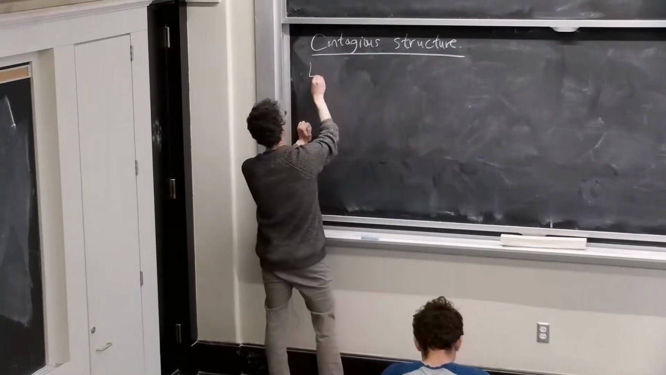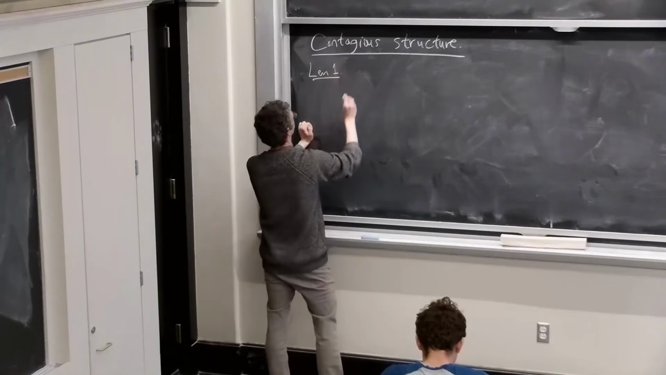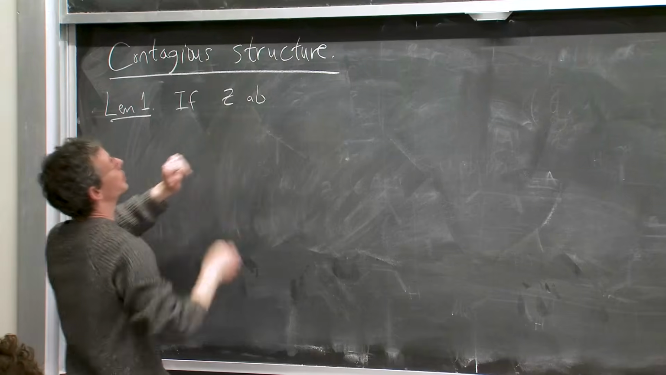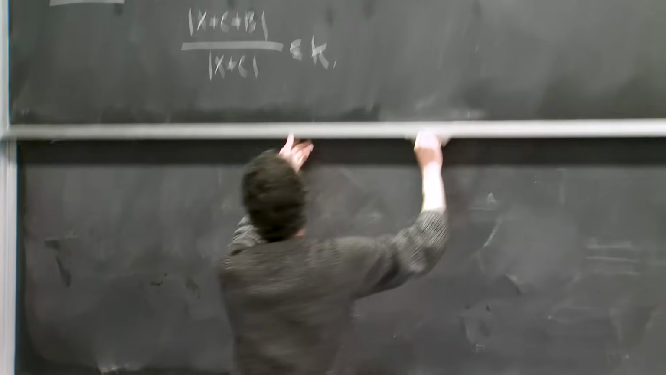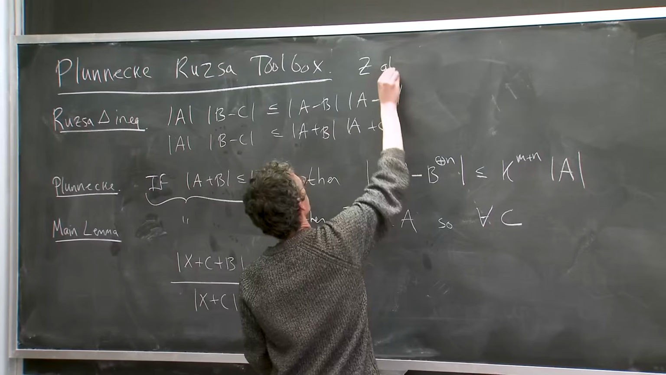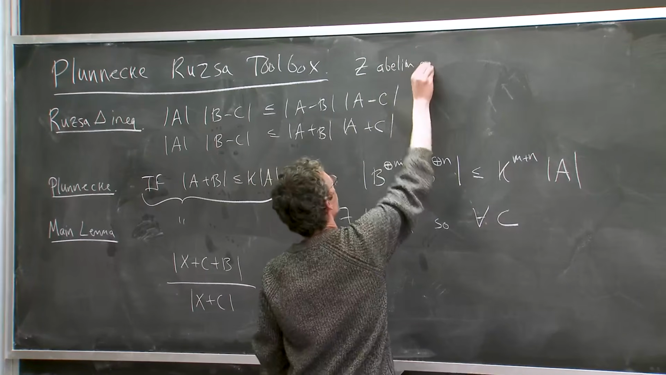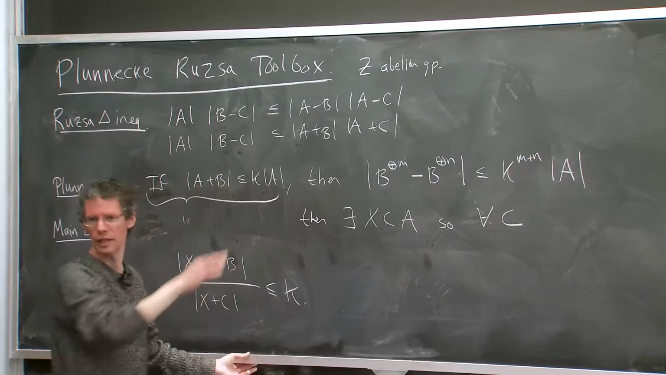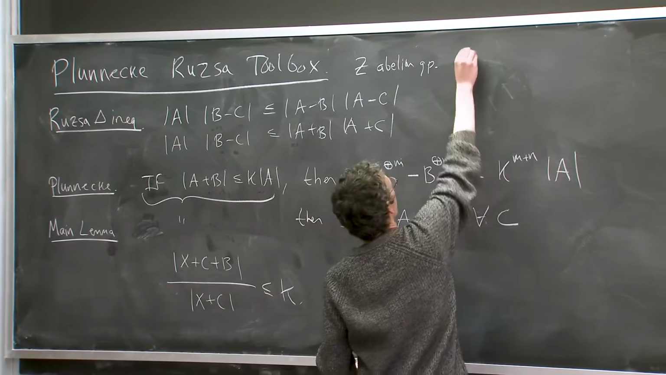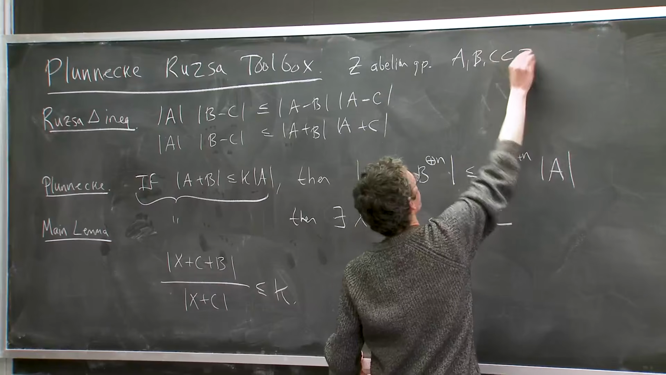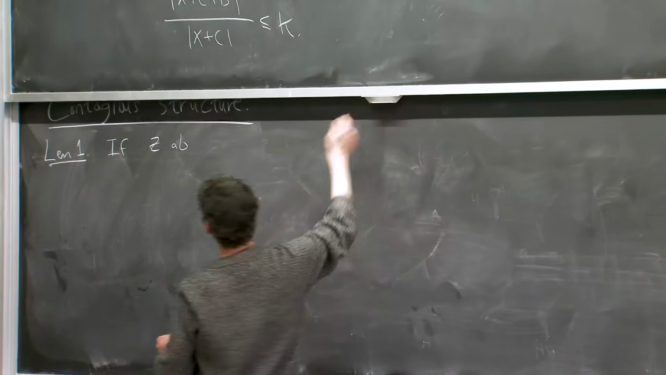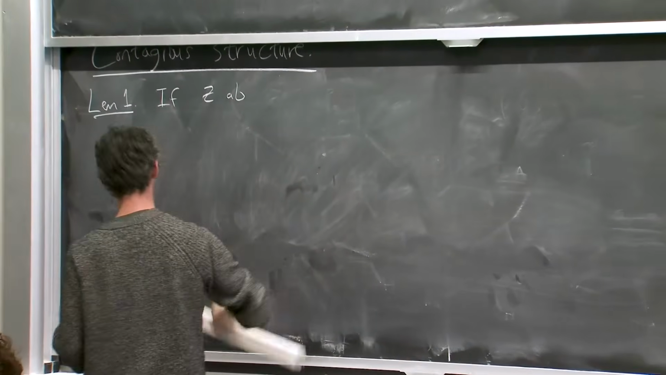So contagious structure lemma 1 says that, in all of these things, maybe I should say, these are theorems that work in any abelian group. So Z is an abelian group. Some of them have versions in non-abelian groups too that are not that different, although we won't talk about that today. And we have some subsets of this group. Same setting: Z is an abelian group.